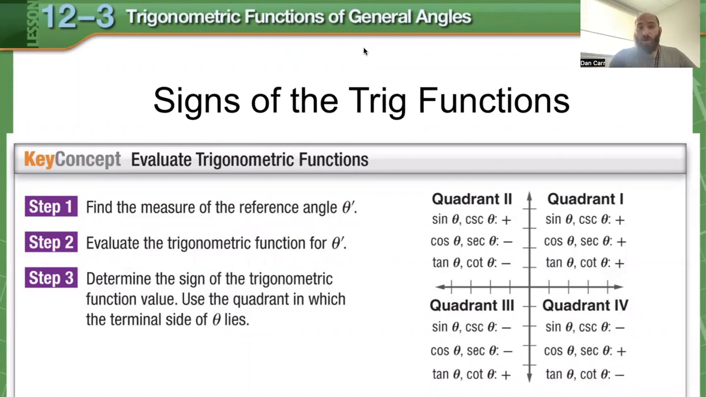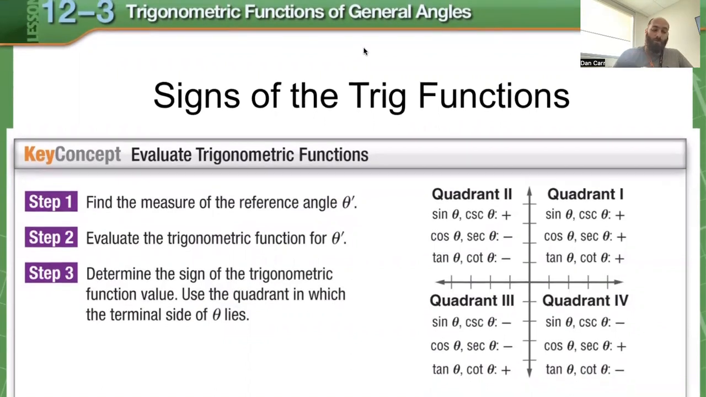So we're going to continue with our general angles and start understanding a little bit more about our trigonometric functions of those. Before we get started with any examples, what we want to focus in on is the signs that occur in each quadrant. It has to do with what the ending results are going to be after our trig.